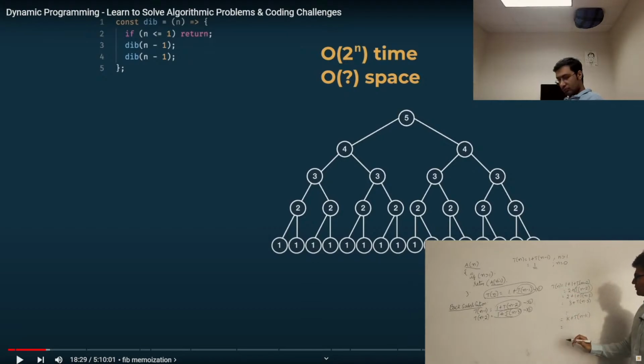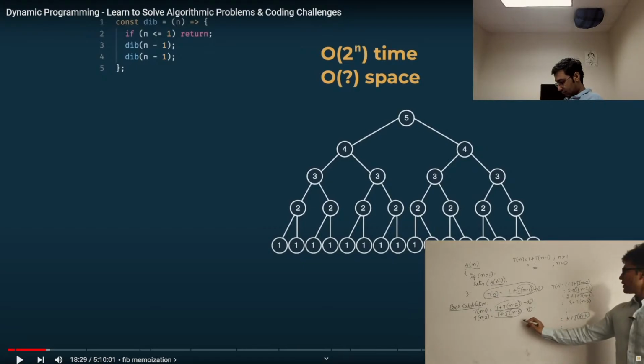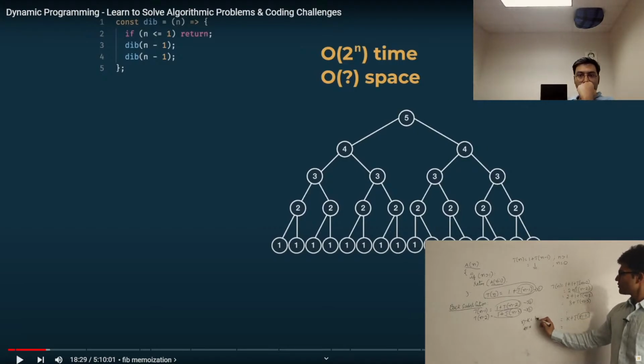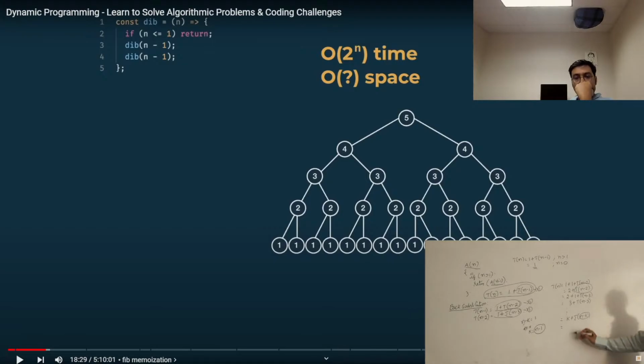Now, to eliminate it, we should get t of 1 here. If I have to get t of 1, then n minus k has to become 1. For what value of k will n minus k become 1? For k equal to n minus 1, this value becomes 1, which means in place of k, I am going to write n minus 1.